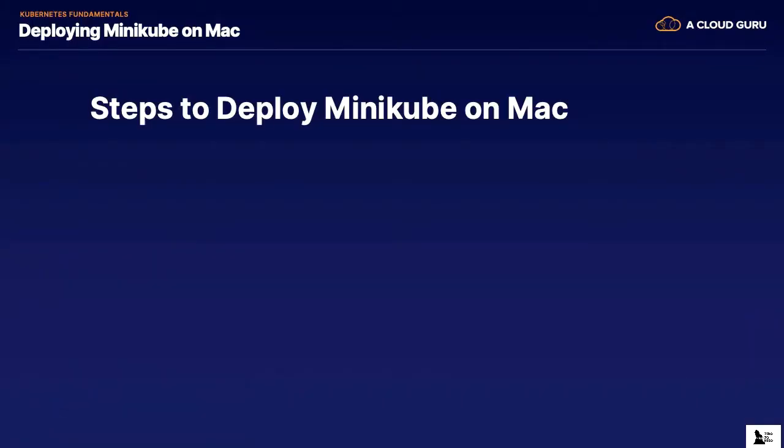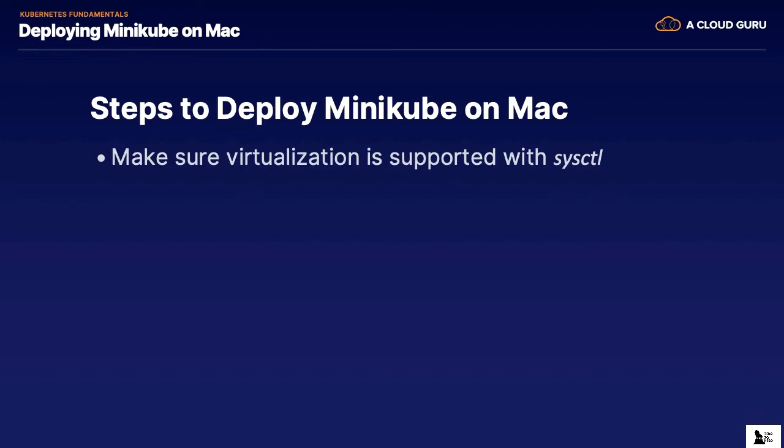At a high level, the steps to deploy Minikube on a Mac are first, to make sure that virtualization is supported in your CPU, and 99% of the time it is, especially on newer systems. But it's always good to fulfill this prerequisite and make sure that everything's going to work before you get started. I'll walk you through how to use the sysctl command to do that in just a minute.